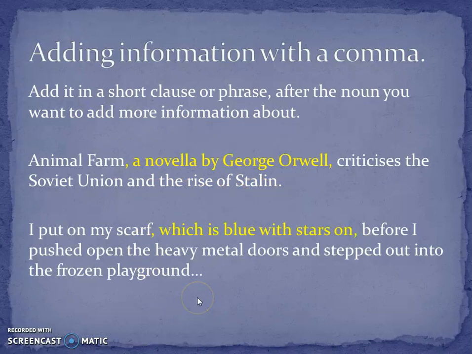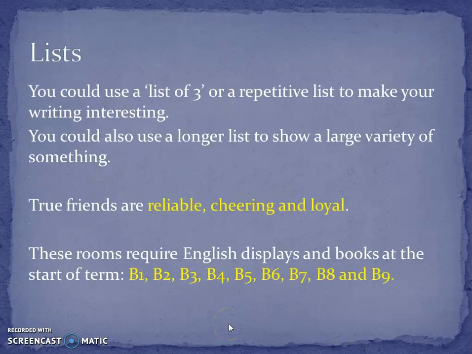You can do the same in your creative writing. I put on my scarf, which is blue with stars on, before I pushed open the heavy metal doors and stepped out into the frozen playground. So that's a little bit of extra information, and we can tell that it's about the scarf because it's scarf, comma, more information, comma.